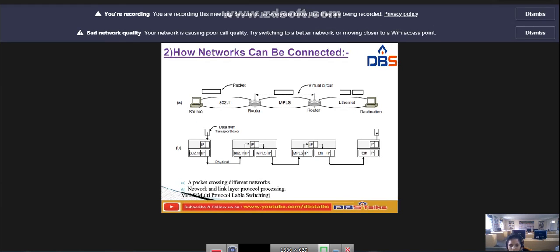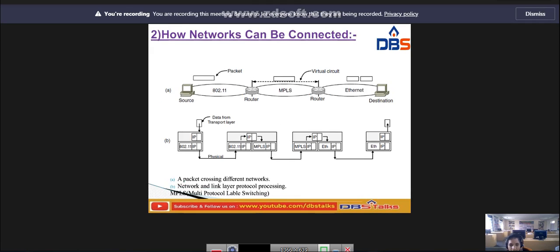The first diagram is the packet crossing different networks. The packet is crossing different networks. The second one is the network and link layer, with link layer protocol processing. MPLS means multi-protocol label switching. IP means internet protocol. These are the two diagrams showing how networks can be connected.